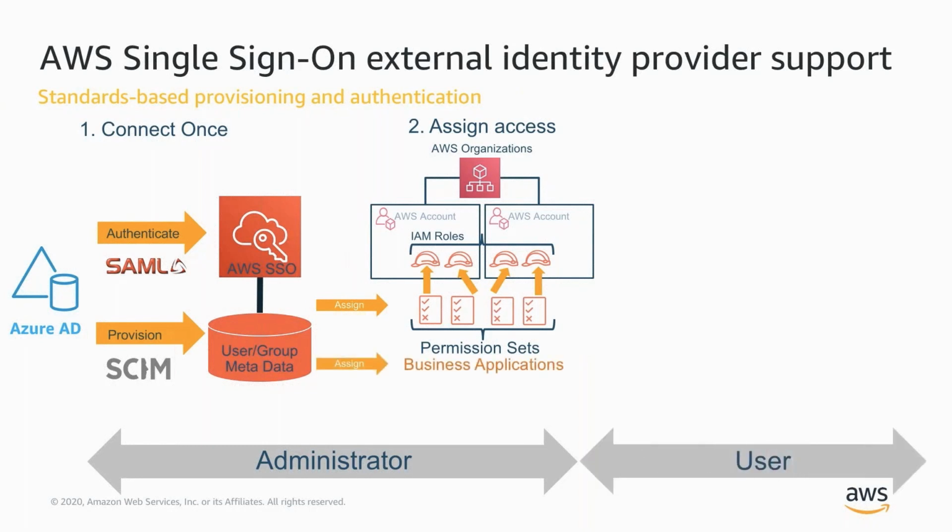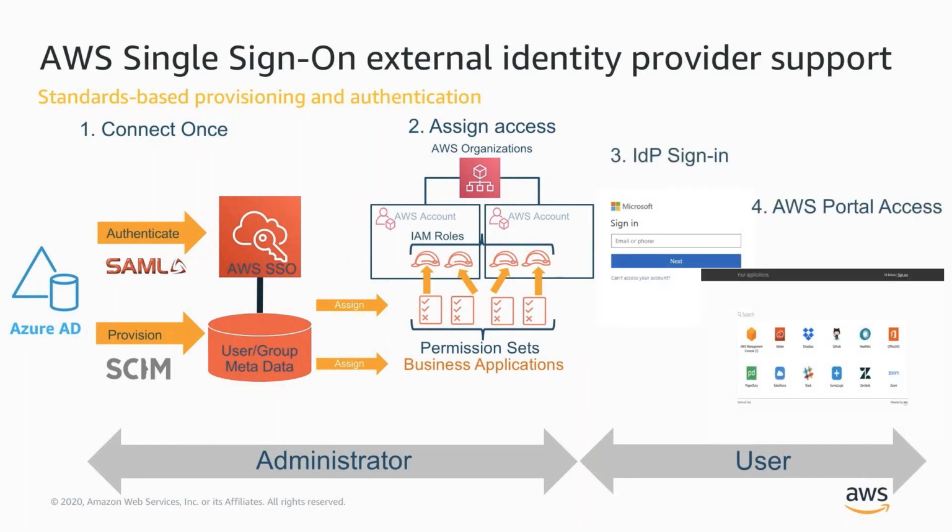So, from a user experience perspective, users sign into the AWS portal and get redirected to the Azure AD IDP for their authentication. Then, when a user selects an AWS account and role for a business or a business application, AWS SSO acts as a federation broker and connects the user to the selected resource. Good. Let's look how it actually works now.